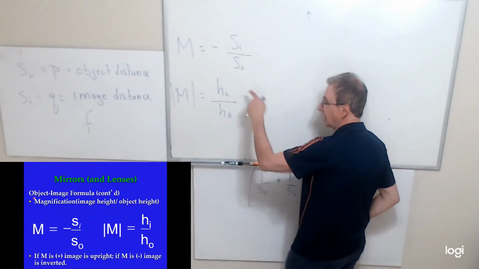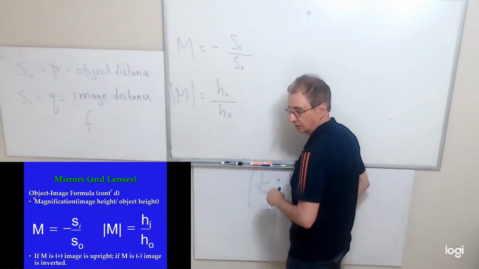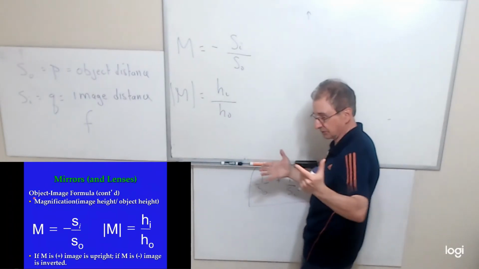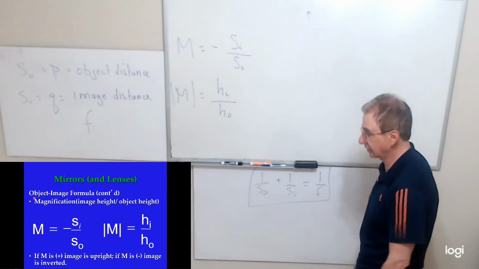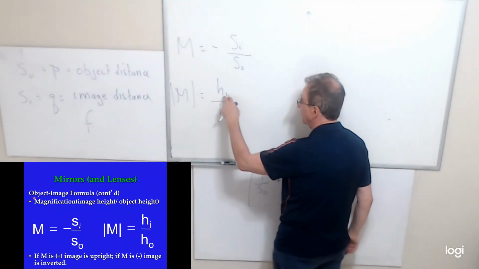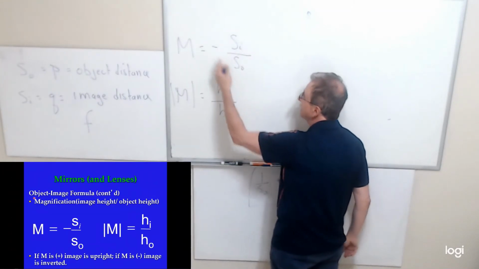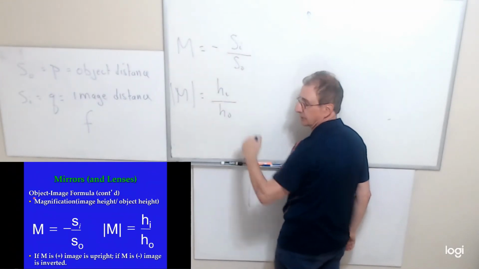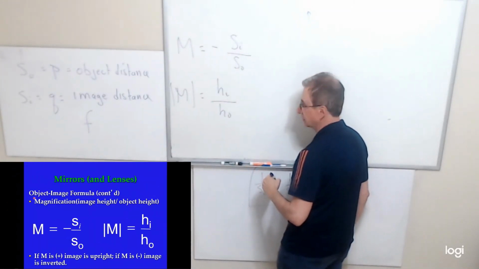If I want to solve for the height of something, it is a positive number, right? There's no such thing as a negative height. If I want to use this equation to solve for the height of the image, I need to use the absolute value of this.